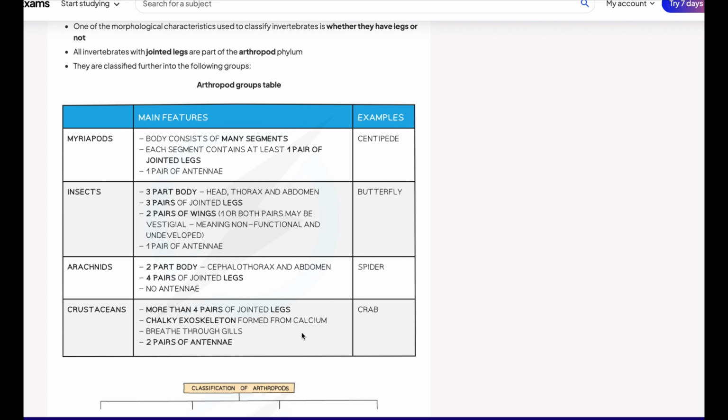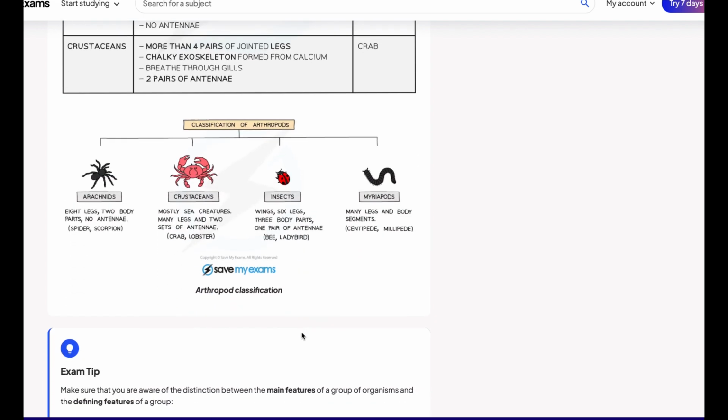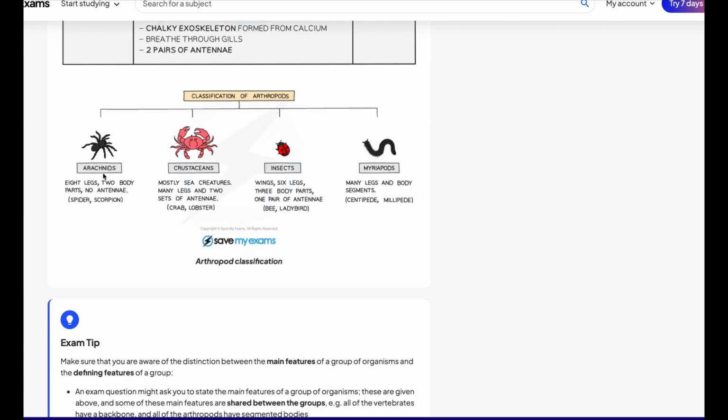Okay, but for crab, the scale is outside, like the bone. They don't really have a bone, it's like a scale. It's outside, and the flesh is inside. So these are the crustaceans. So this is the group. You can see them.